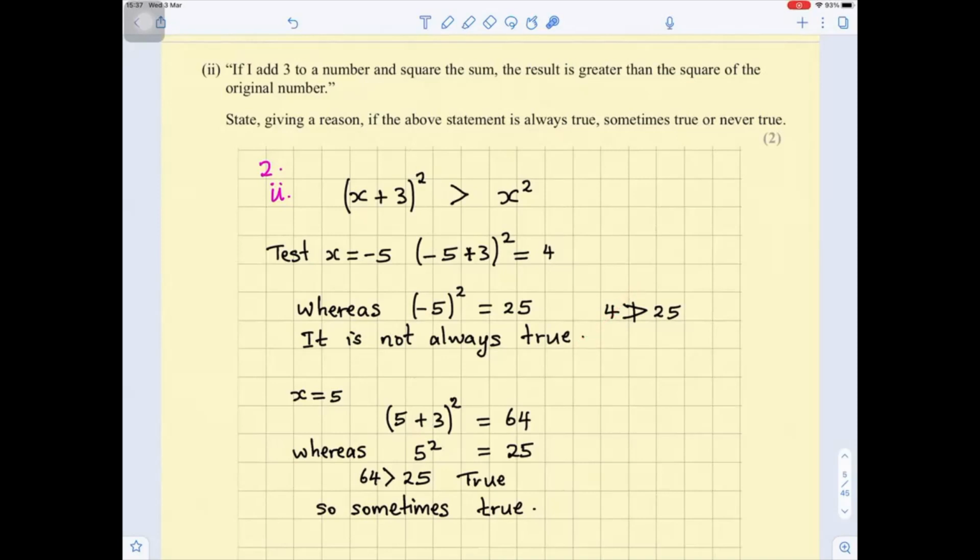Choose another number. Choose 5. 5 plus 3 squared. 5 plus 3 is 8. 8 squared is 64. Whereas 5 squared is 25. 64 is greater than 25. So it is sometimes true, because in this case, it is true.